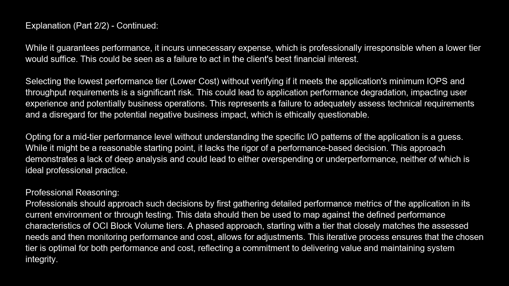Professionals should approach such decisions by first gathering detailed performance metrics of the application in its current environment or through testing. This data should then be used to map against the defined performance characteristics of OCI block volume tiers. A phased approach, starting with a tier that closely matches the assessed needs, and then monitoring performance and cost, allows for adjustments. This iterative process ensures that the chosen tier is optimal for both performance and cost, reflecting a commitment to delivering value and maintaining system integrity.